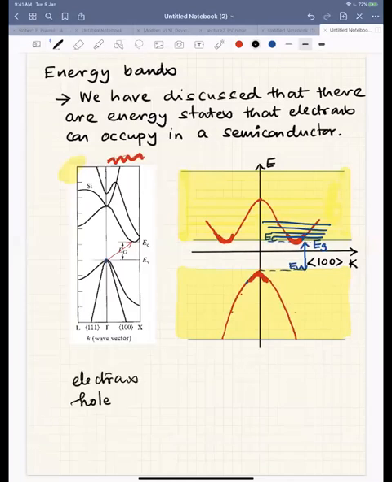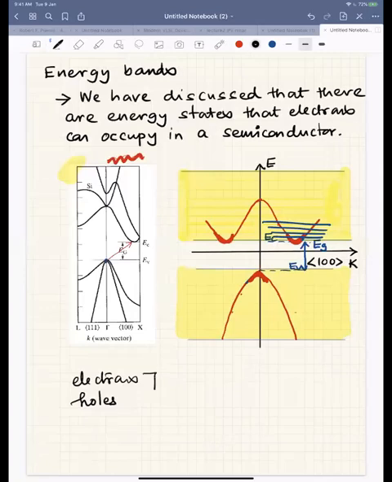So basically we are interested in this: let's say I take a silicon crystal, how many electrons and how many holes are there, right? Because the electrons and holes are the carriers for the conduction. So if we want to find the IV characteristic, the current-voltage characteristic, we need to know the number of electrons and the number of holes available.